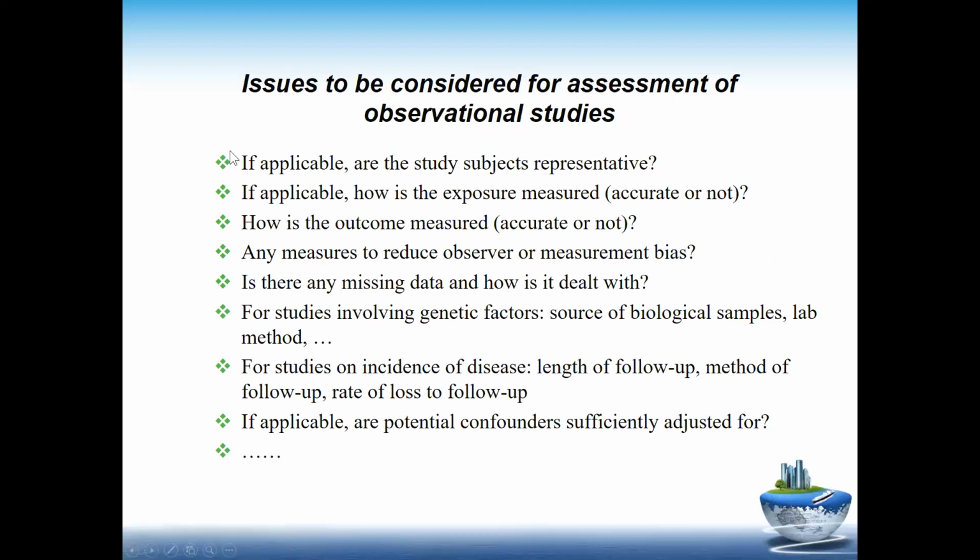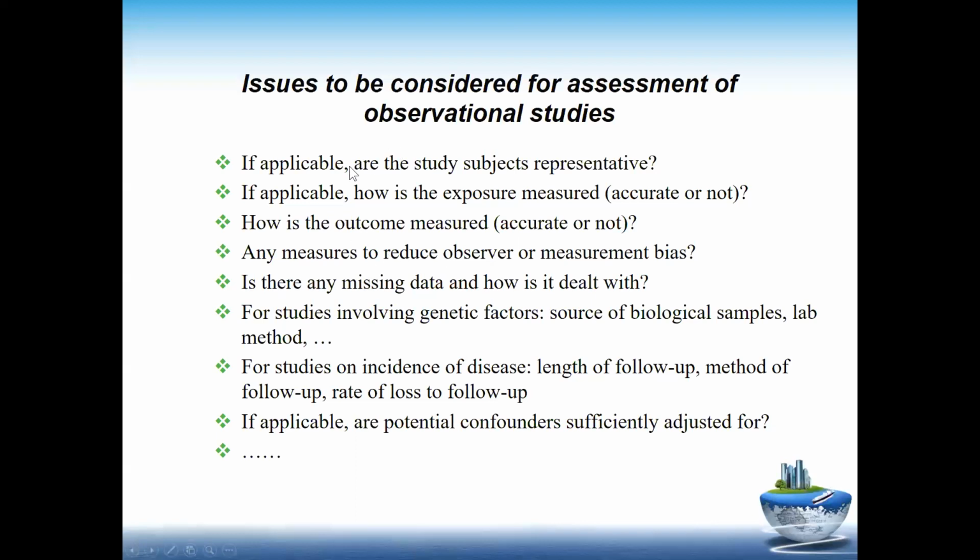Now, no matter which tool you're going to use, you're always assessing the three categories of bias: information bias, selection bias, and confounding bias, right? So no matter which tool you're going to use, or whether you are going to create a new tool by yourself, you always need to consider this issue.